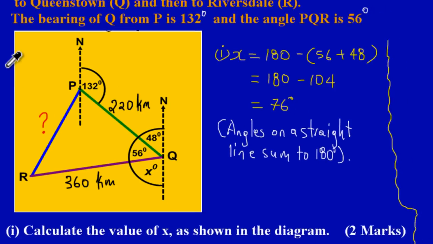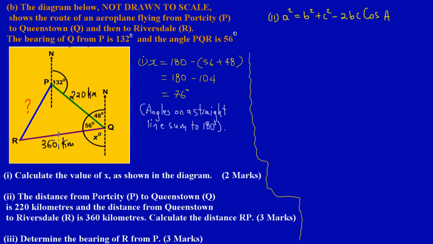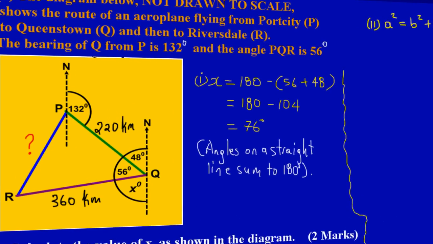So basically I can say that the cosine rule states, in its general form, and we are working on part 2 now, that a squared must be equal to b squared plus c squared minus 2bc cos A. That's the cosine rule. But in this case, we are working with P, Q, and R. So let's just substitute the values for those.